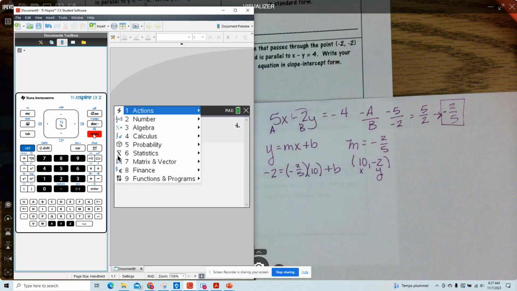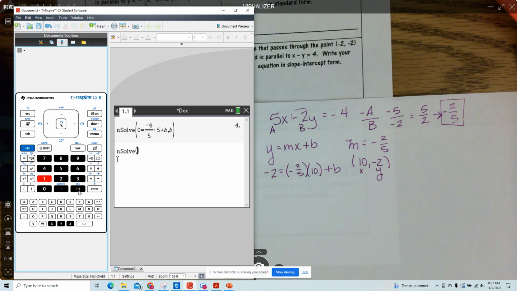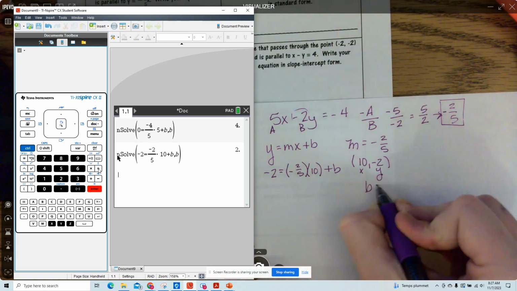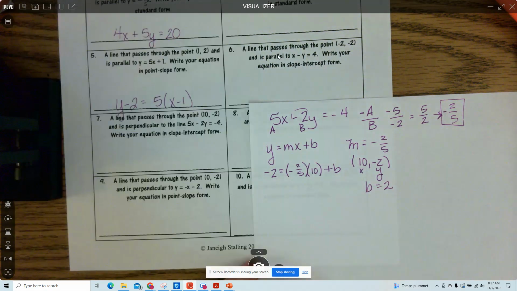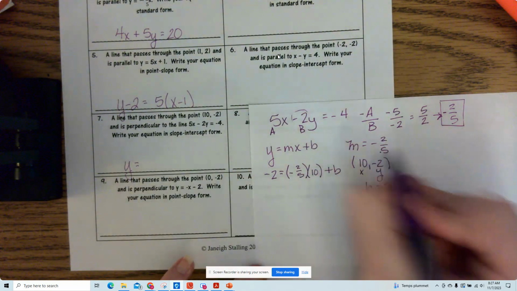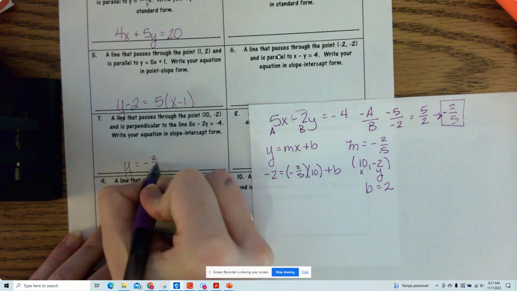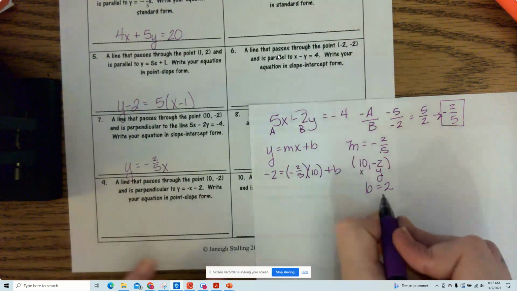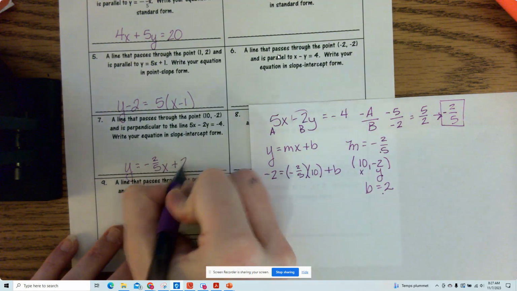All right, so menu 3-1, -2 equals -2/5 times 10 plus b, comma b. So b equals 2. So in slope-intercept form, y equals, slope comes first, -2/5, then the x, then the y-intercept.